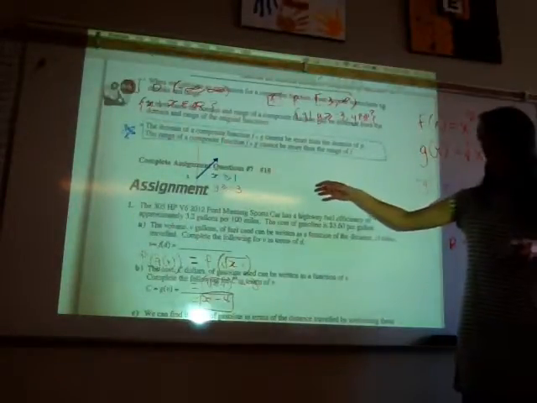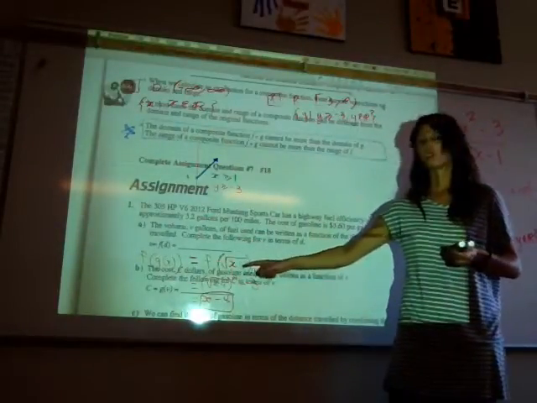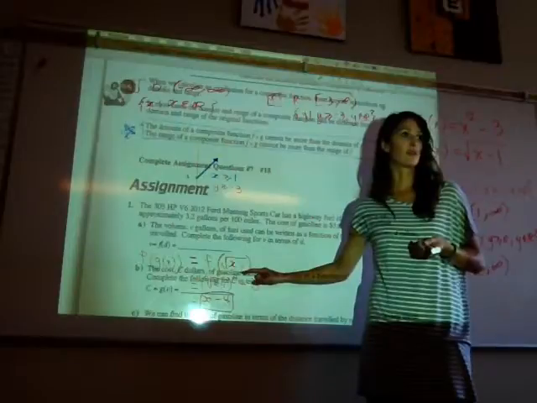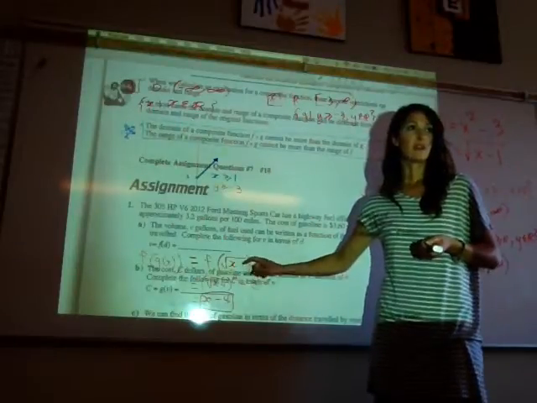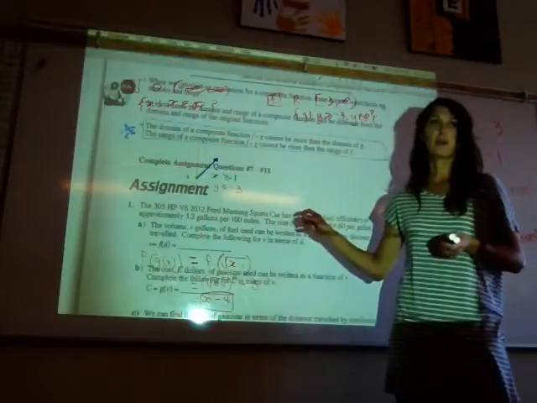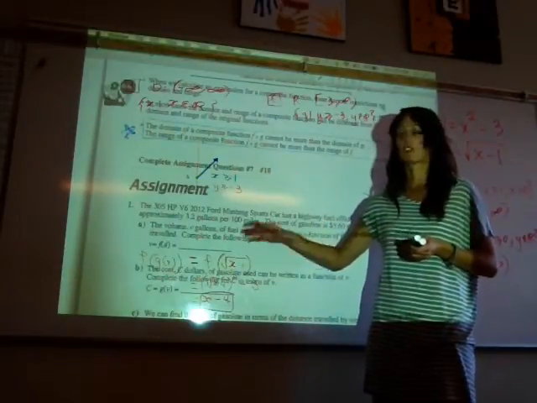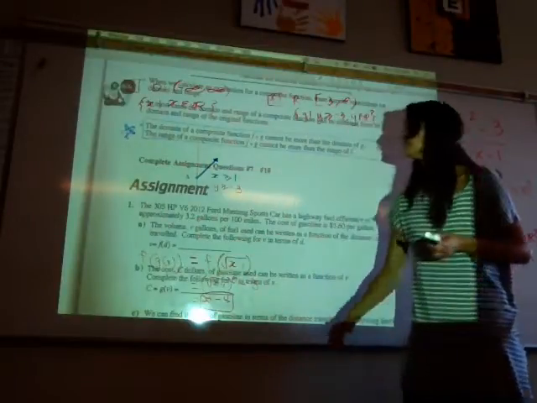As we saw here, g of x was the square root of x minus 1. That had a restriction of x is greater than or equal to 1. So if that had a restriction, then the domain of the composite function can't be more than that. It can't be x is any real number because there was a restriction on g of x.